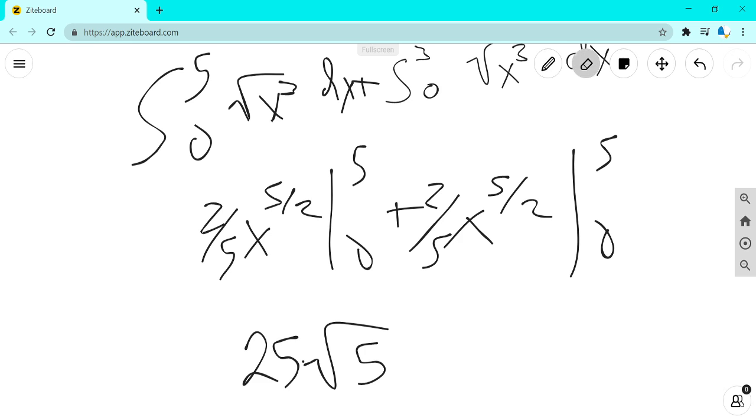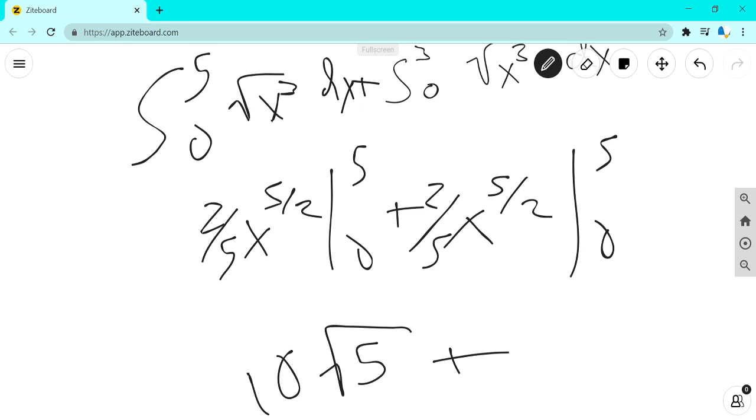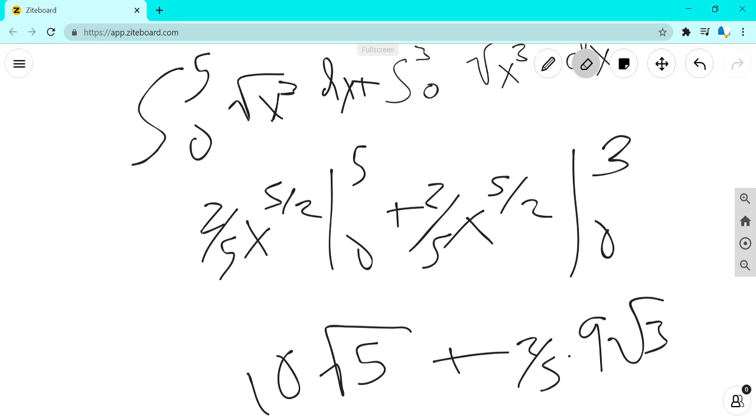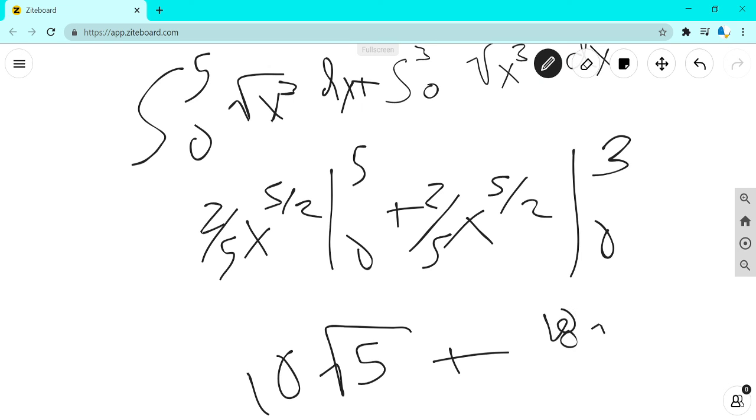So this will become 25 square root of 5 times 2/5, which is going to be 10 square root of 5, plus, sorry, this is supposed to be 3, and 3 to the 5 over 2 is 9 square root of 3 times 2/5, which is just 18 square root of 3 over 5.